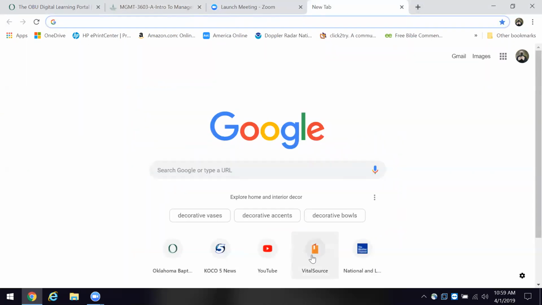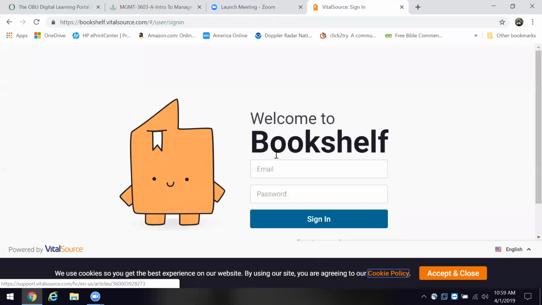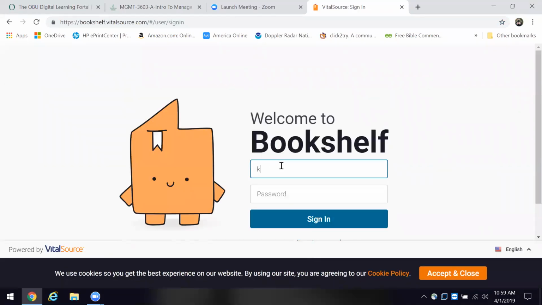So let me get my Vital Source up and going so I can walk you through the textbook. As I said before, pretty ingenious use of Excel. We're going to see that we're going to work with tweets, basically.